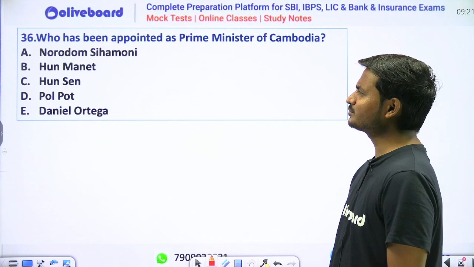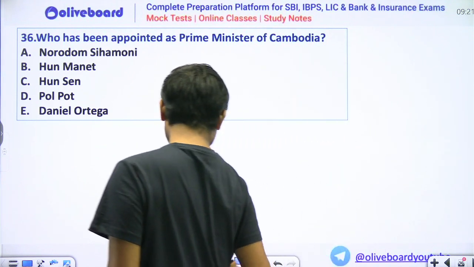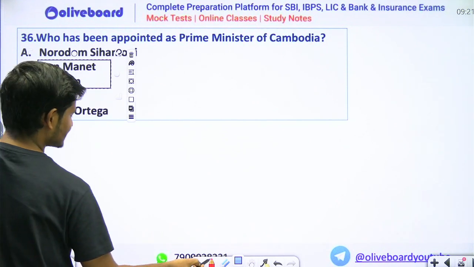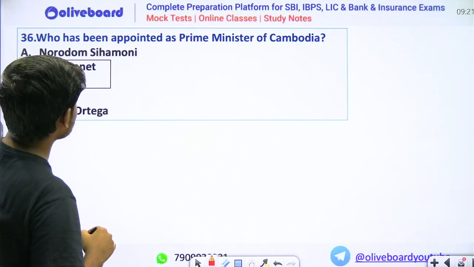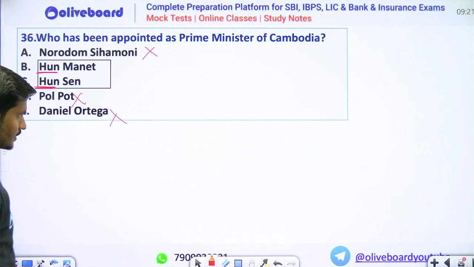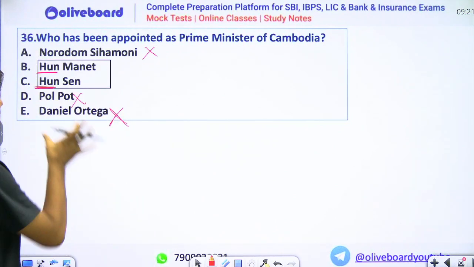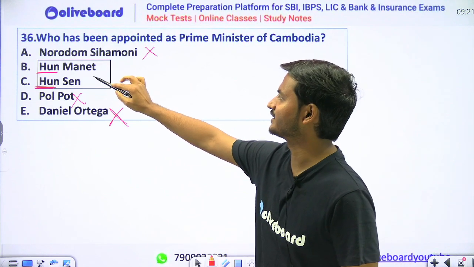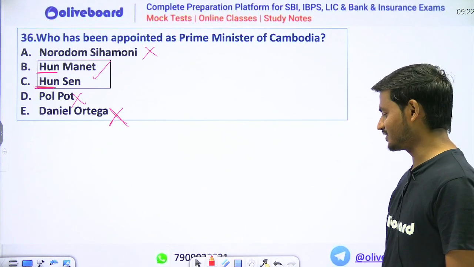Now see the options: Nordom Sihamoni, Hun Manet, Hun Sen, Pol Pot, Daniel Ortega. Here we have two options, B and C, Hun Manet and Hun Sen, which have the same initials, Hun and Hun. So it is quite possible that the answer is among B and C. So we will eliminate A, D and E, and then find the answer between B and C. If we know the answer, then the answer is Hun Manet. So elimination can be done with the help of these techniques. That is true, 100% true.